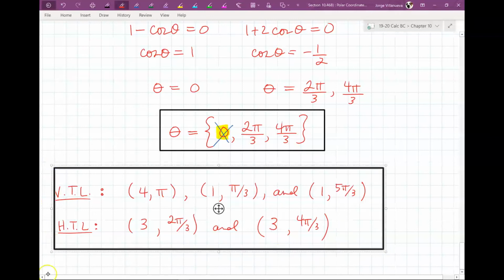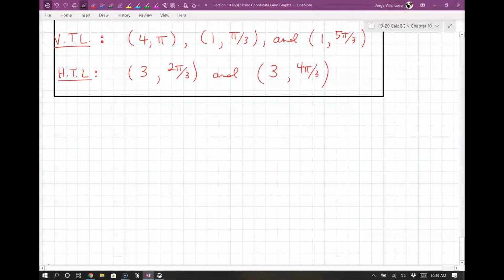Now your homework is page 738, numbers 1 through 6 and 11 through 16.